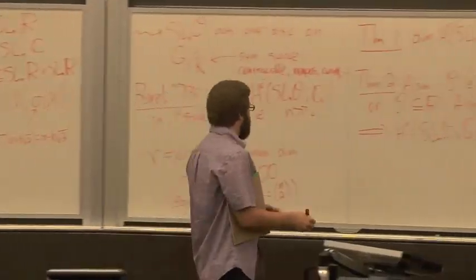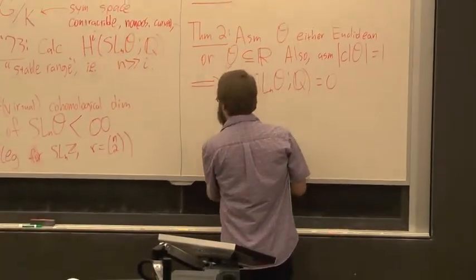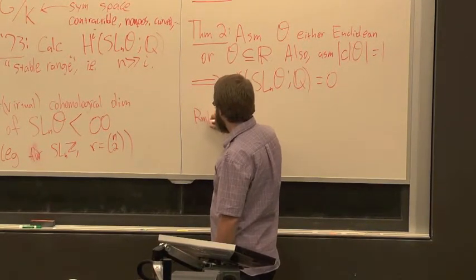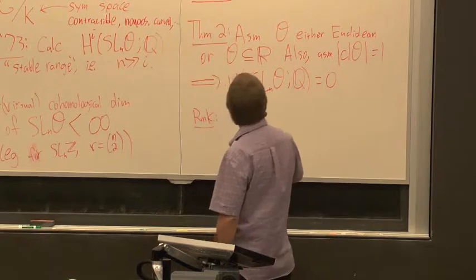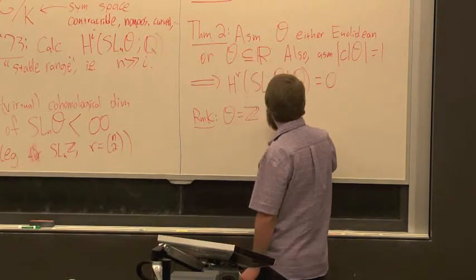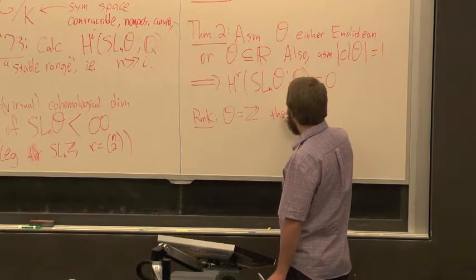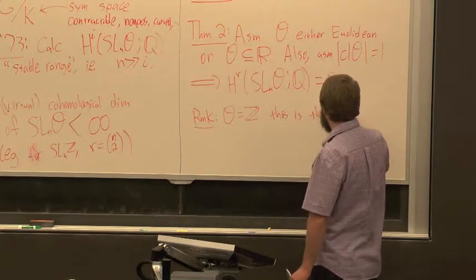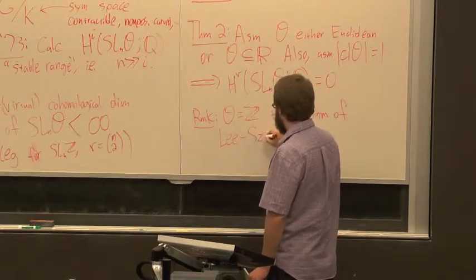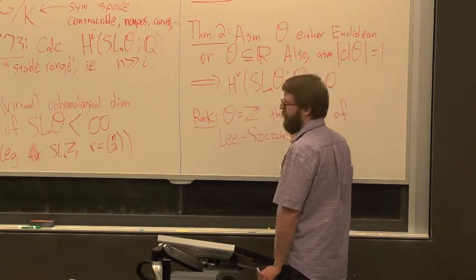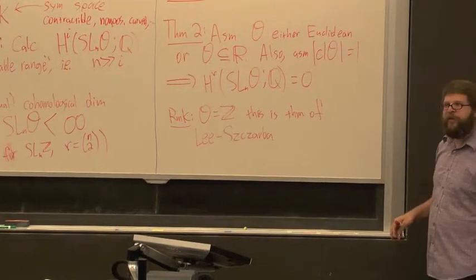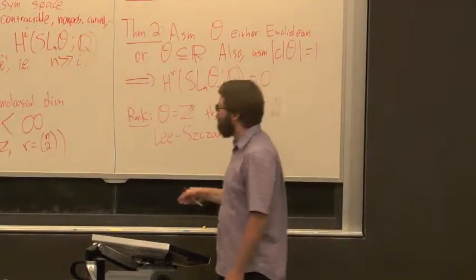And that result was known, so let me make a remark. For O equal to Z, this is a theorem of Lee and Szczarba from the late 70s. Okay, so I want to discuss these two theorems. This is going to be the theme of this time.